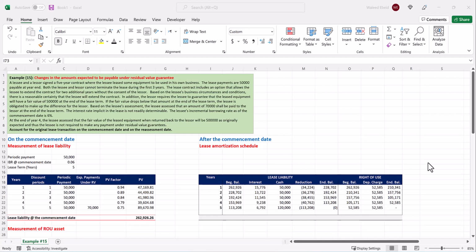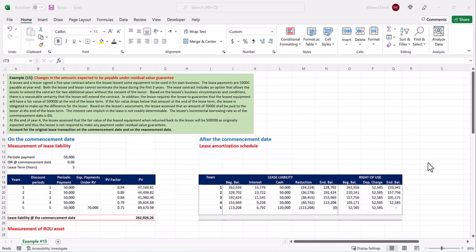If the fair value drops below that amount at the end of the lease term, the lessee is obligated to make up the difference for the lessor. Based on the lessee's assessment, an amount of $70,000 shall be paid to the lessor at the end of the lease term. The interest rate implicit in the lease is not readily determinable. The lessee's incremental borrowing rate as of the commencement date is 6%.